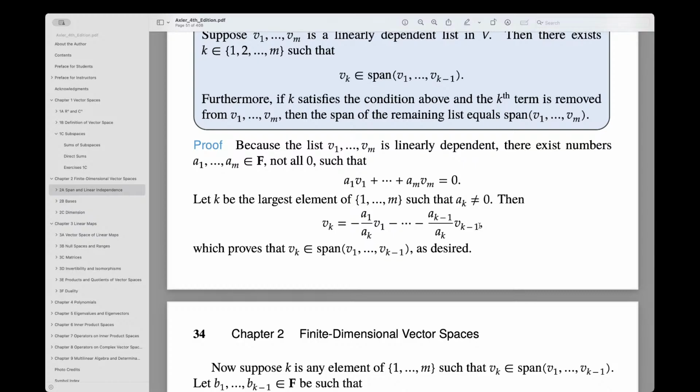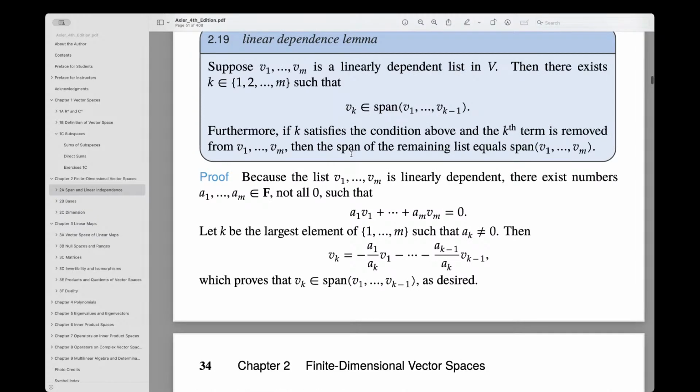Now we can go to the next part of this proof. This part is basically showing that we can just throw vk out of the list without changing the span. That's quite intuitive at this point, because the whole idea here is that since vk is in the span, right?